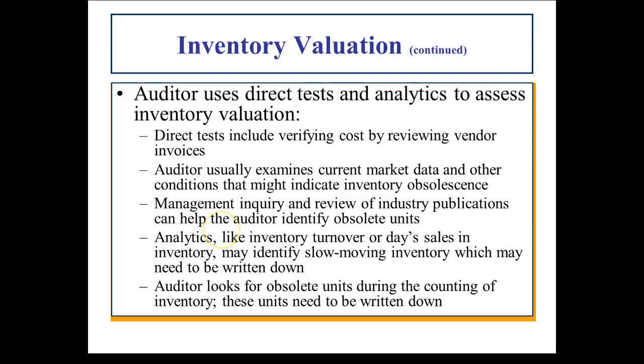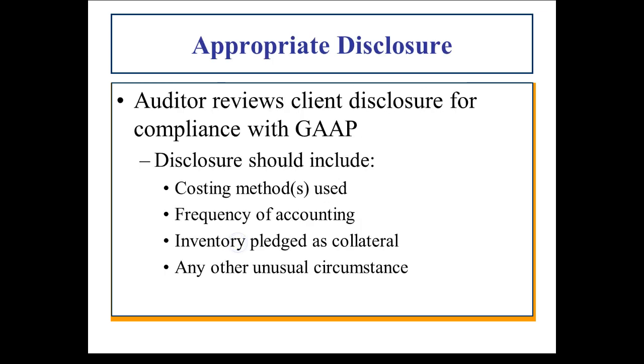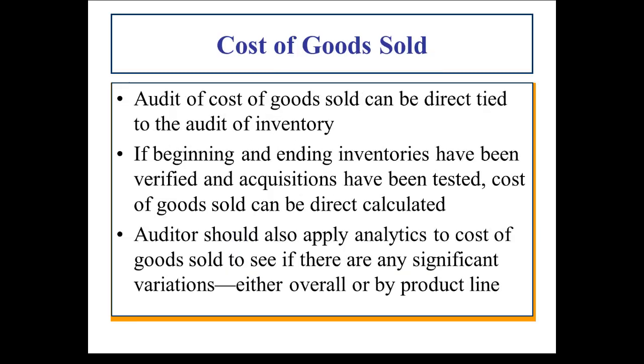Looking at those ratios or the turnovers really helps us see maybe those items that aren't moving as fast. And when we're looking at the physical counting, we can also be looking for obsolete inventory. As far as disclosures, we're not going to worry about disclosures on this segment. But again, auditors are required to make sure that management has reported the disclosures required based on certain guidelines with GAAP.